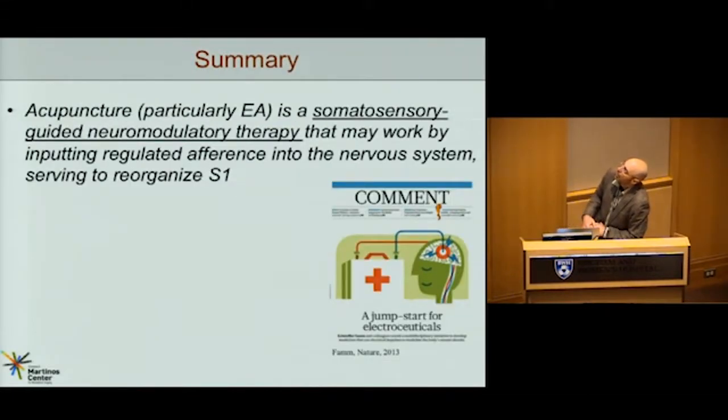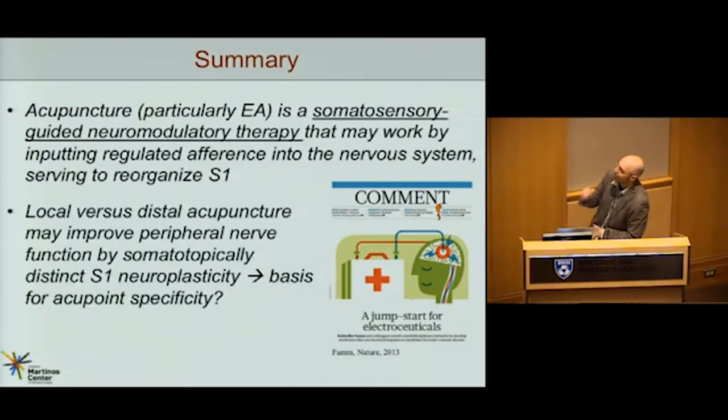So acupuncture, in summary, also particularly electroacupuncture, where you have electrical current that's associated with the needling, could be considered a somatosensory guided neuromodulatory therapy, and I think fits very nicely with this interesting push for electroceuticals. There are a lot of pharma companies that right now are starting divisions for what they're calling electroceuticals, which is basically just electrical current that's being projected. TENS is an old version of this, and there's some rebranding going on right now in the community. But I think electroacupuncture falls very nicely into this fold.